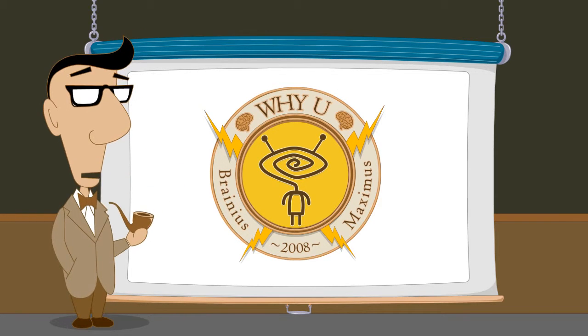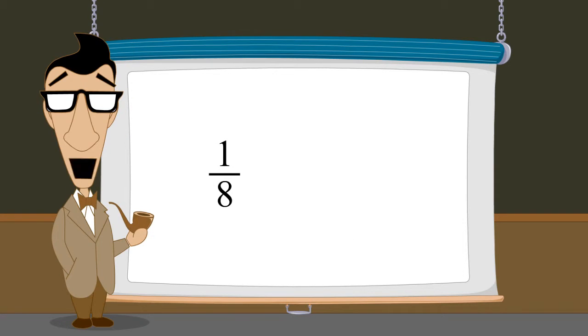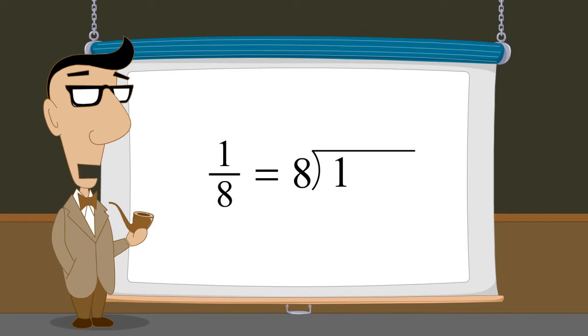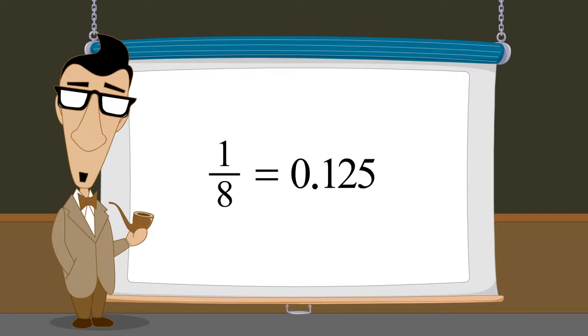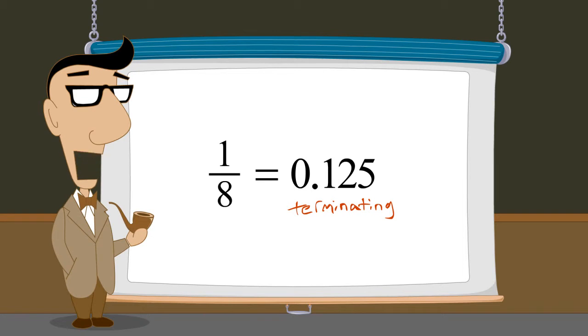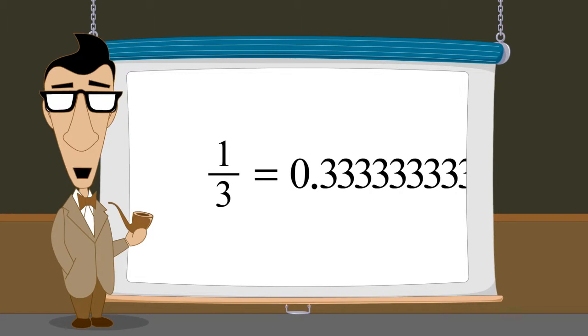In the last lecture, we saw that any fraction can be converted to a decimal number by simply dividing the numerator by the denominator. The result of this division will be a decimal number which is equivalent to the fraction. This decimal number will either terminate, meaning that it can be represented with a finite number of digits, or it will have one or more digits which repeat forever.